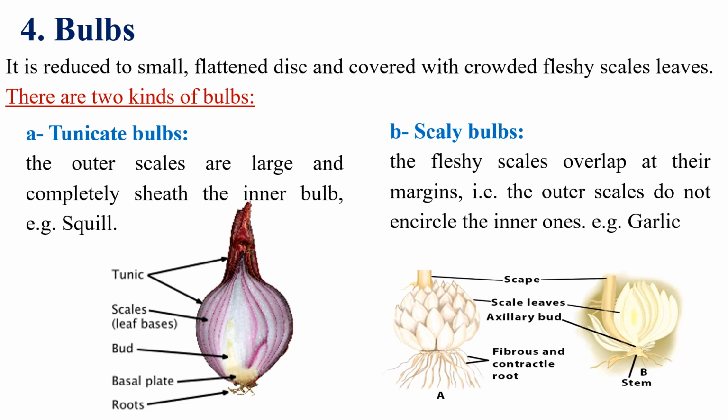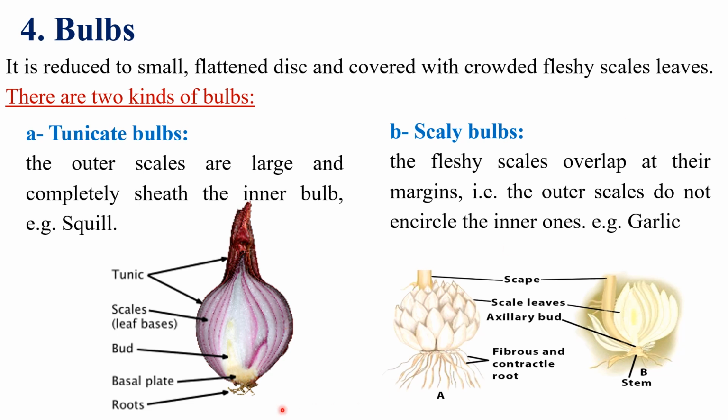The last type of the subterranean stems is the bulb. Bulb is opposite in its definition to the tuber and corm. Bulb can be defined as reduced to small flattened disc and covered with crowded fleshy scaly leaves. What does this definition mean? You know, onion and garlic that we eat at home.